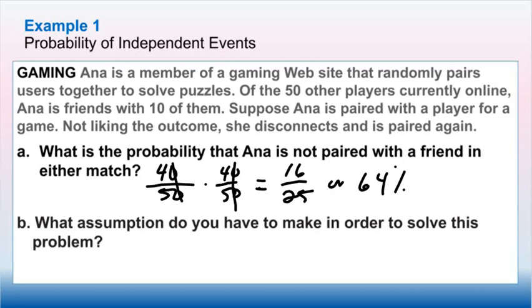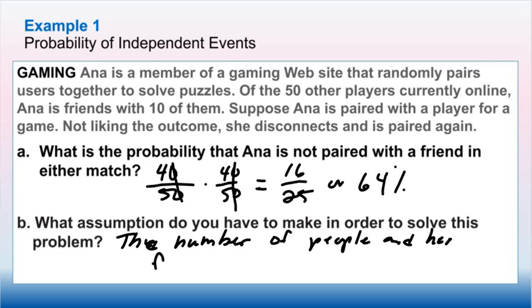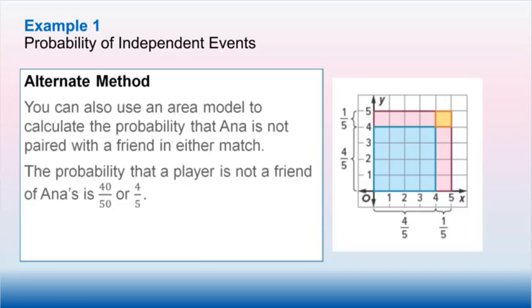Letter B, what assumption do you have to make in order to solve this problem? You have to assume that the same 50 players remain in there and nothing changes, and that the people she's friends with don't change. So the number of people and her friends do not change. Next question.